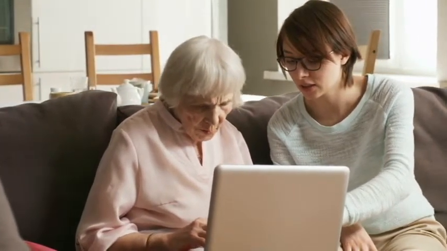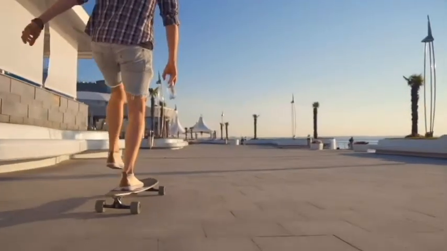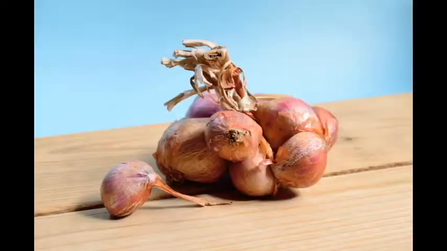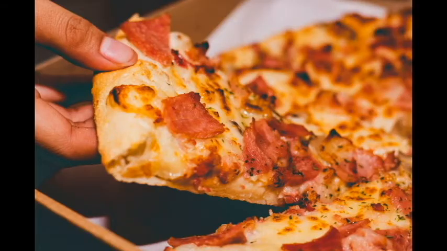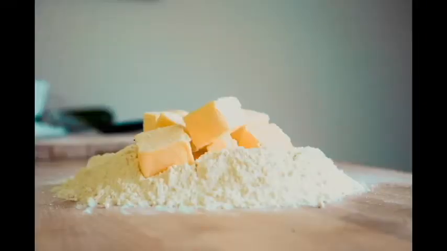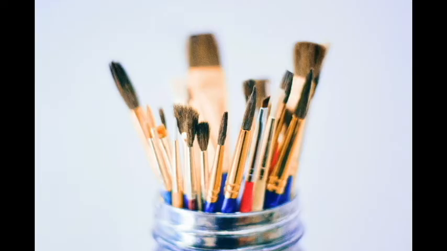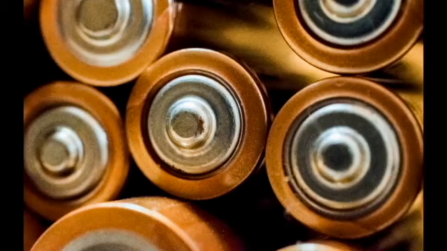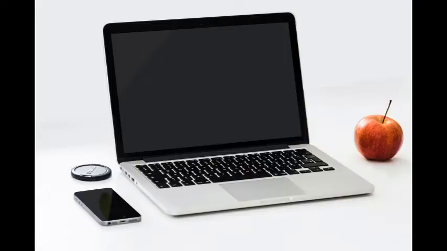Each mental image you get must have two objects in it. The first is the one you must remember and the second is the link to the next mental image. And this is what the chain looks like: onions, pizza; pizza, sandals; sandals, watch; watch, butter; butter, fish; fish, paintbrush; paintbrush, batteries; batteries, cat; cat, laptop.